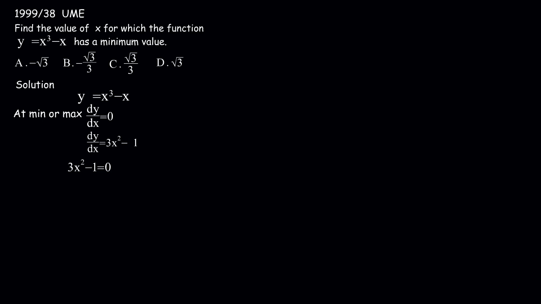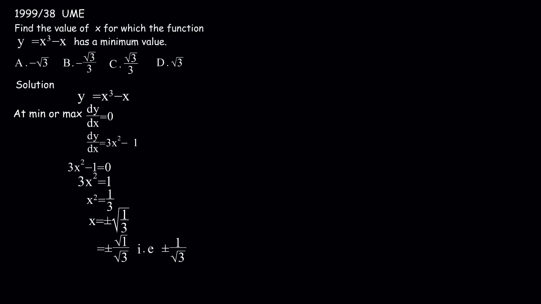Now doing so, 3s squared minus 1 will be equal to 0. Simplifying further, 3s squared will be equal to 1. Dividing both sides by 3, s squared will be equal to 1 over 3. And finding the square root of both sides, s will be equal to plus or minus the square root of 1 over 3. So simplifying the square root, it will be equal to plus or minus 1 divided by the square root of 3.